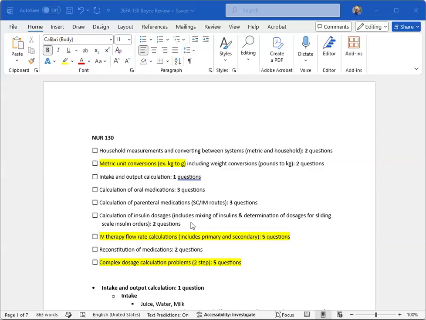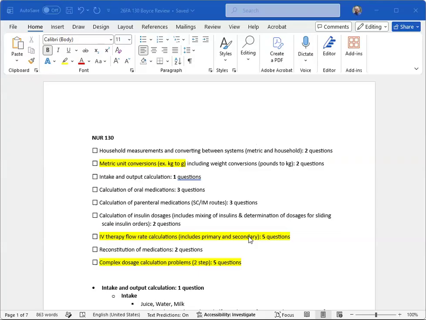I think what's new for you this semester is what I've highlighted: the IV flow rate calculations. That's going to be calculating mL per hour as well as calculating drops per minute. We'll go through a couple of examples of that.